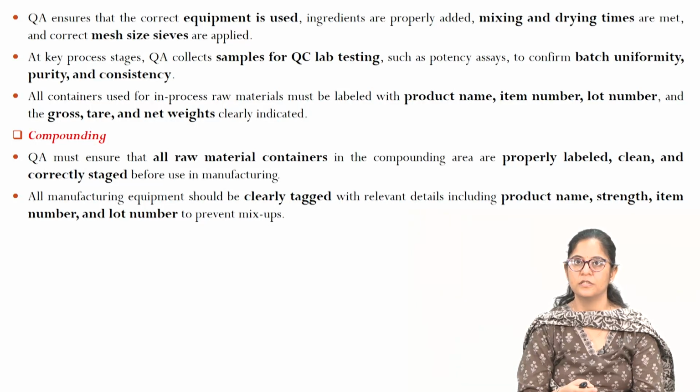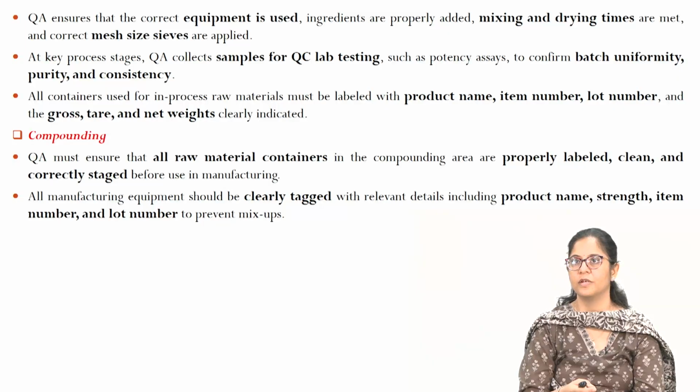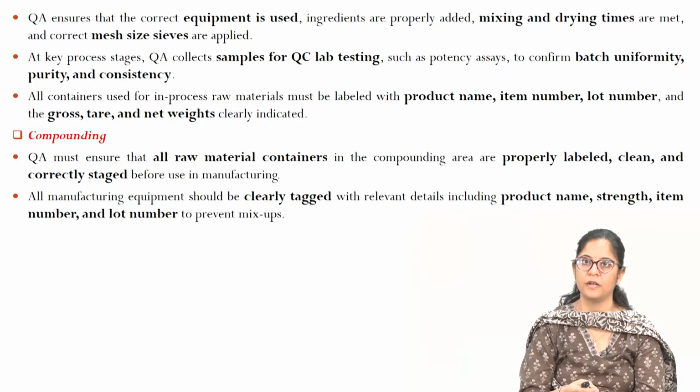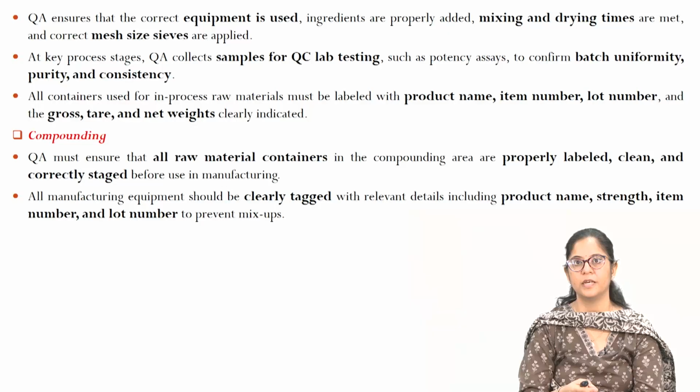At key stages, the QA collects samples for lab testing such as potency assays to confirm batch uniformity, purity and consistency. All containers used for in-process raw materials must be labeled with product name, item number, lot number, and the gross, tare and net weights must be clearly indicated.